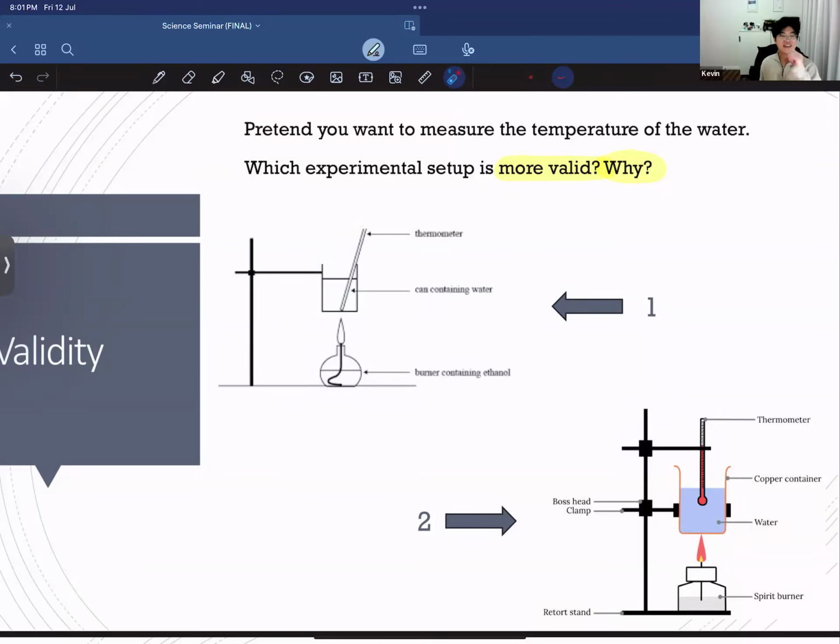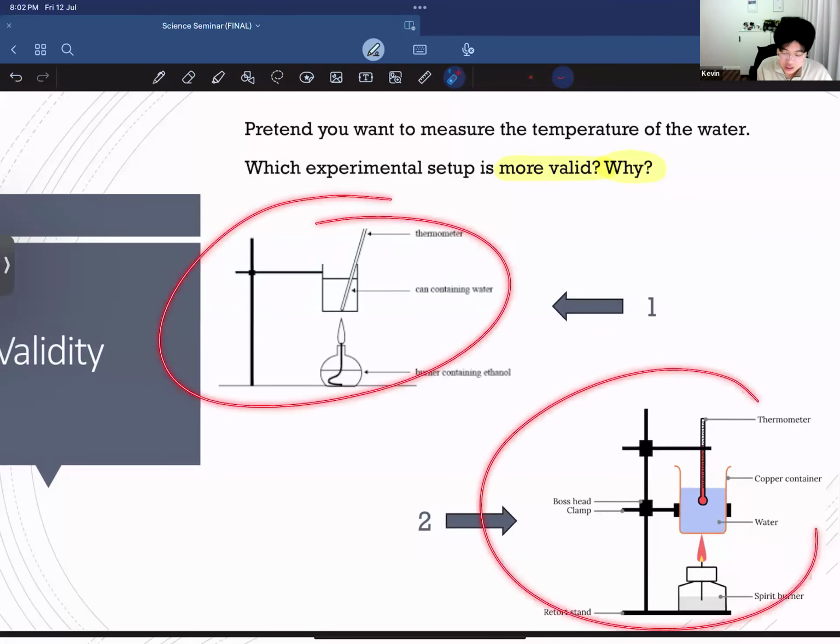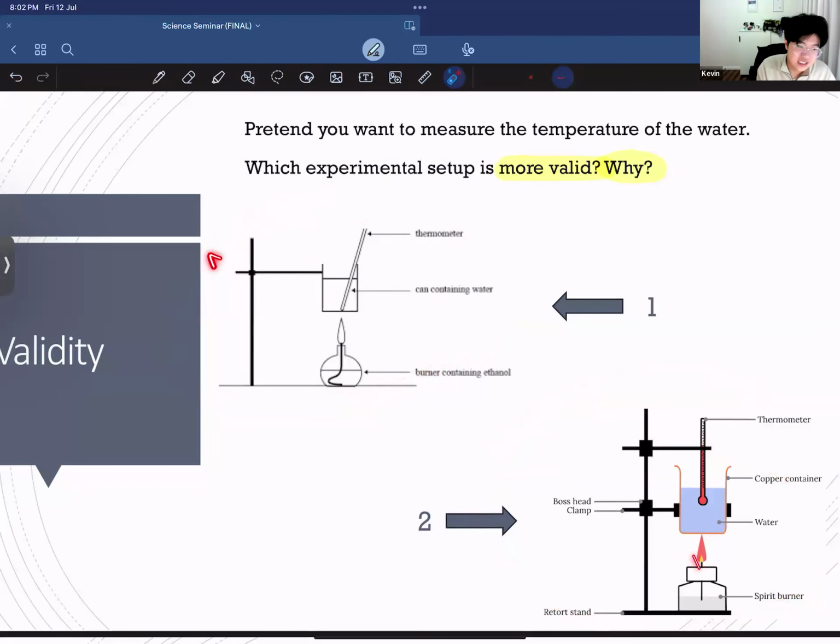Good. Because if it's touching the container, then it means that it's more measuring the temperature of the container and the water, not just the water. Very good. That's it. So what Lucas said was good as well. I mean, I didn't make these diagrams. I copied it off from the internet. They should be essentially the same.